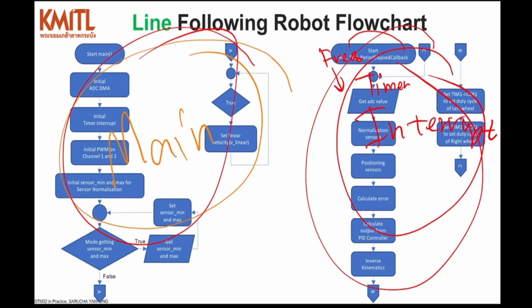We can do it in the main loop. But for the control part, we should do it in the timer interrupt, because here the time is strict. Okay, we know exactly the processing time.